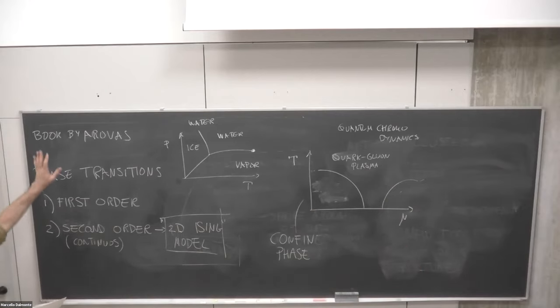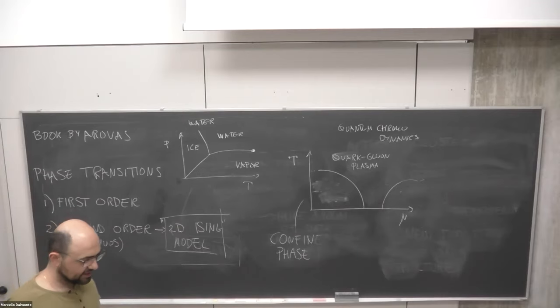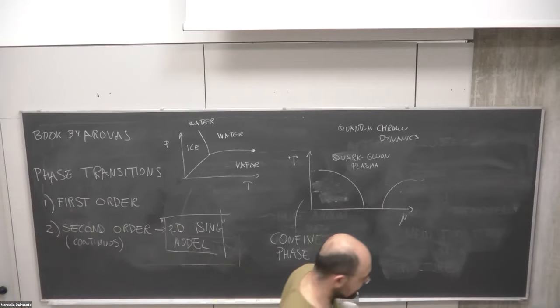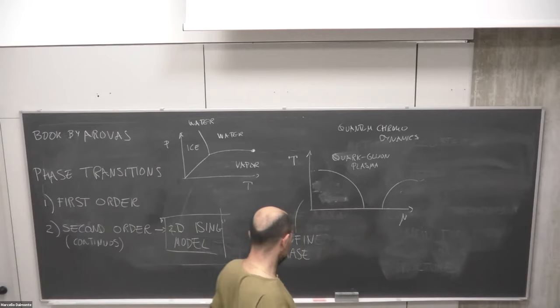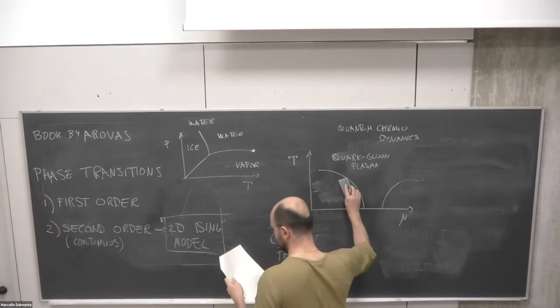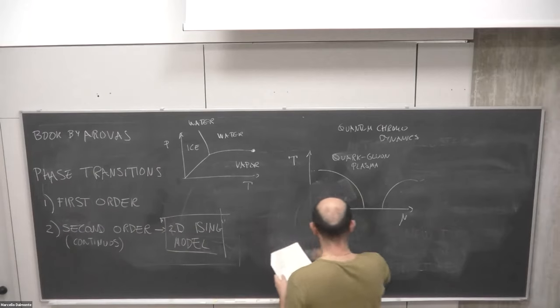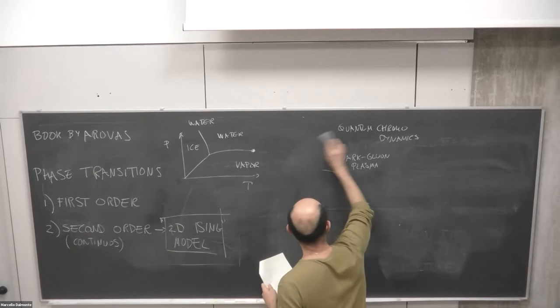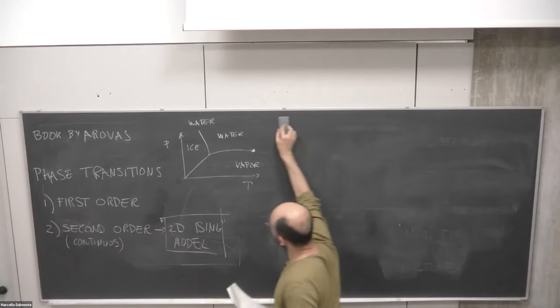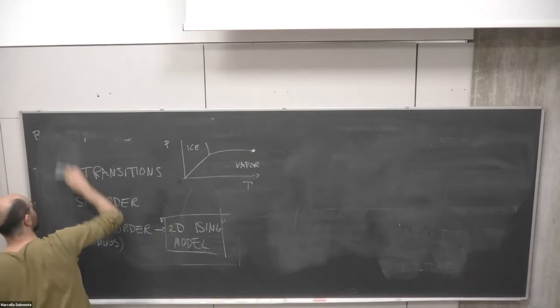So we have said that the last thing that we covered is that there are phase transitions of two different types. And what we want now is a model where we can review some of the features of these transitions. And the model is the two-dimensional Ising model on the square lattice.